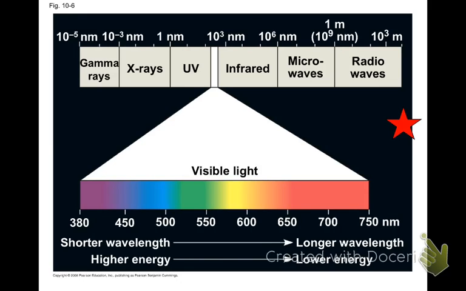So you have the visible range split into its individual components, where you have your ROY G BIV. It is in the range of 380 nanometers to 750 nanometers.